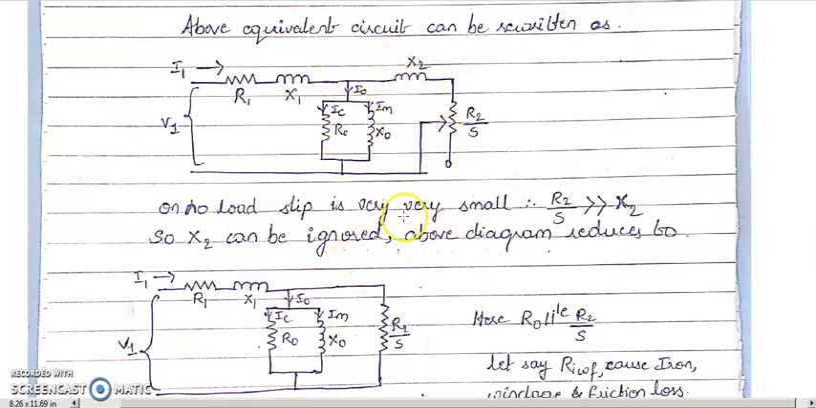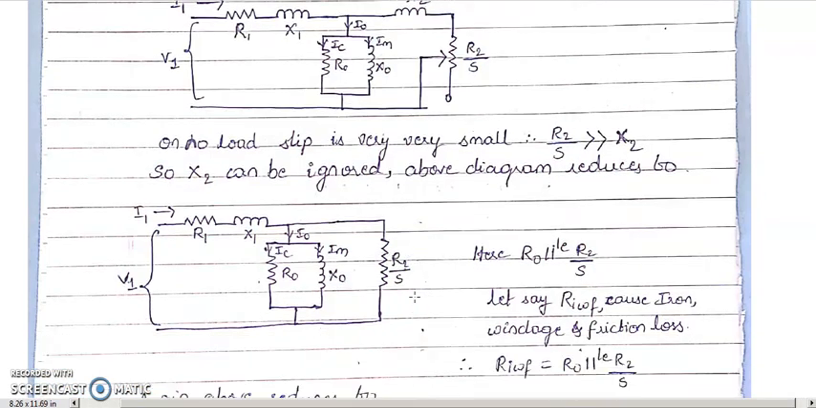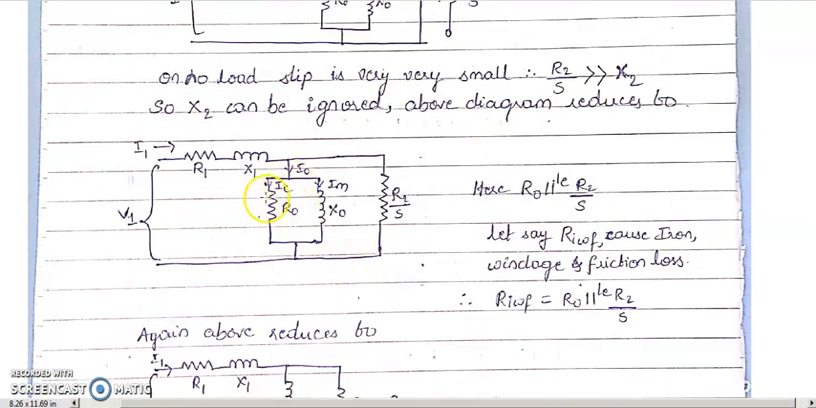After ignoring X2, you can see that it will be almost short circuited, that is X2, because as I said it is very small, its effect will also be very small during the no load condition. So I'm going to ignore this and short directly R2 by S. Now you can see that this excitation circuit as well as R2 by S are parallel in nature. So I will take R0 as well as R2 by S as parallel parameters. Anyhow X0 is also parallel, but initially let me finish this.